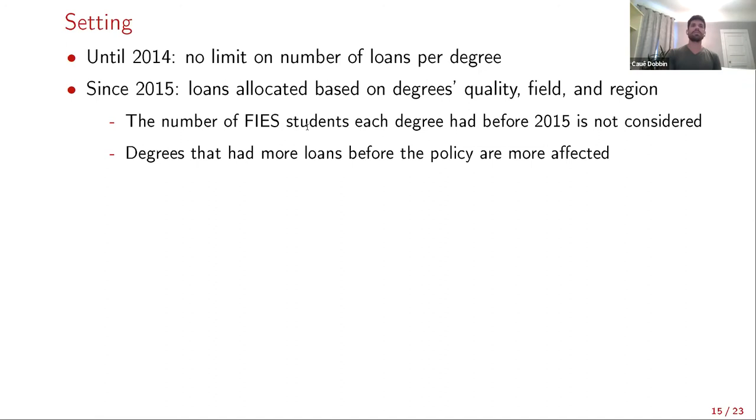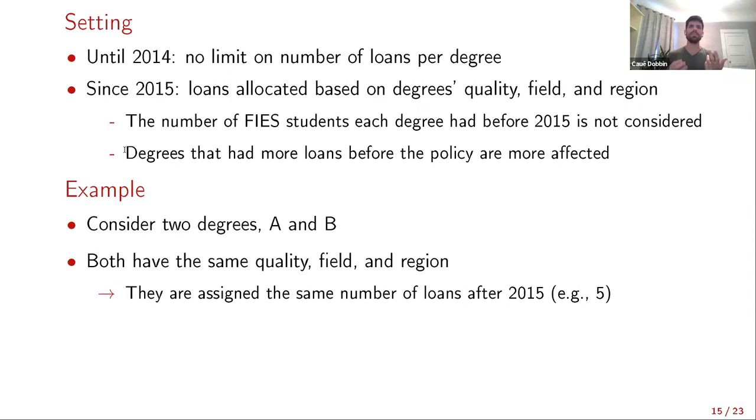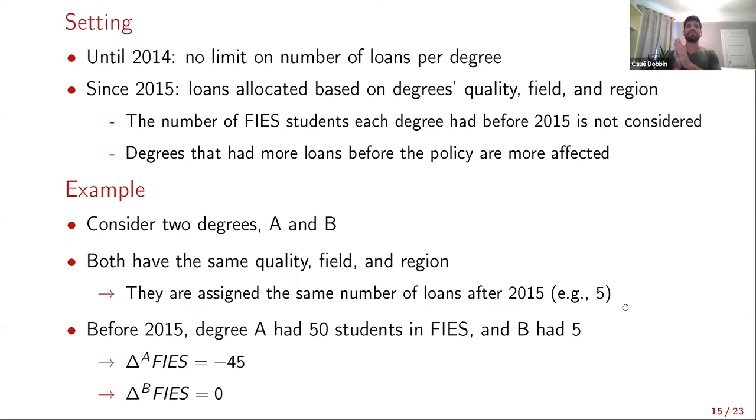So therefore, degrees that had a lot of people with loans before the policy are going to be very affected by the policy. So, an example to make this very clear: consider 2 degrees, A and B, that have exactly the same quality, the same field, and the same region. Since they have the same quality, same field, and same region, they're going to be assigned exactly the same number of loans after 2015. Let's say, for example, 5. But now, assume that before 2015, degree A had a lot of students with loans, and degree B just had 5 people with loans. So after the policy, they're facing the same cap, 5.